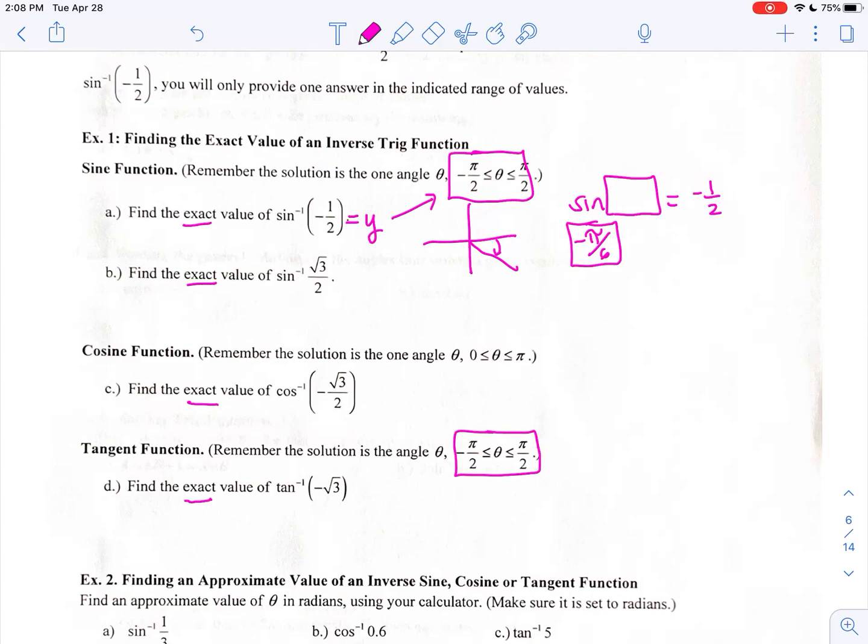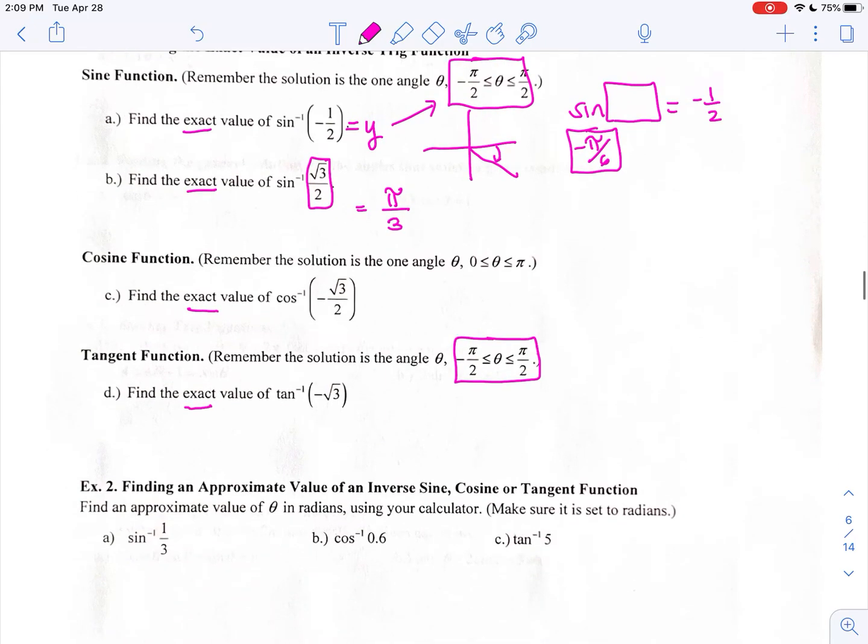Inverse sine of radical 3/2. So this time, this value is positive, so that puts us in the first quadrant. So sine of what angle gets us radical 3/2, and that would be π/3. And so cosine, we're good in the first and the second quadrant.